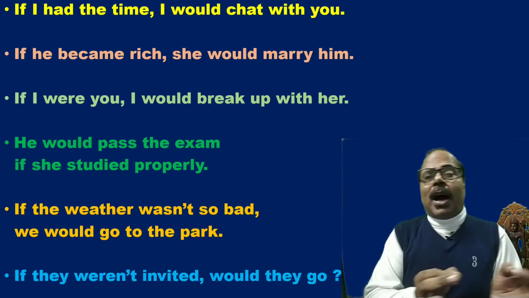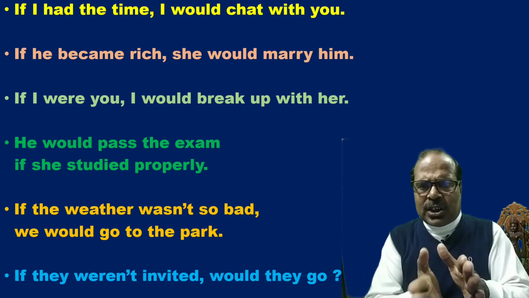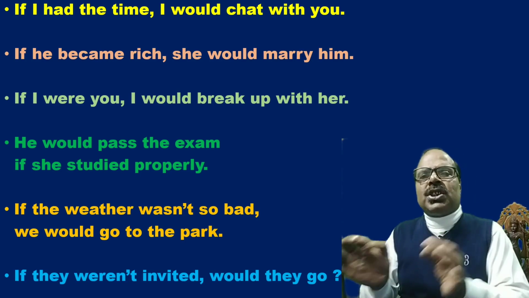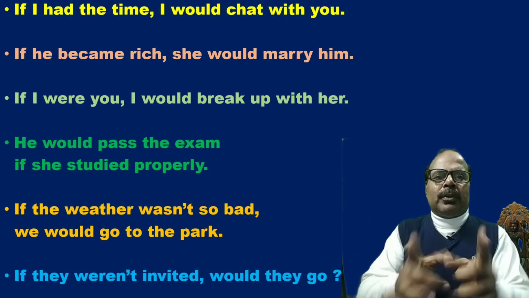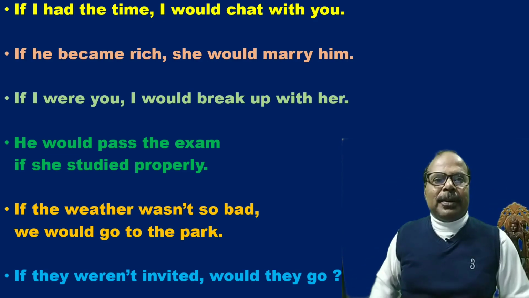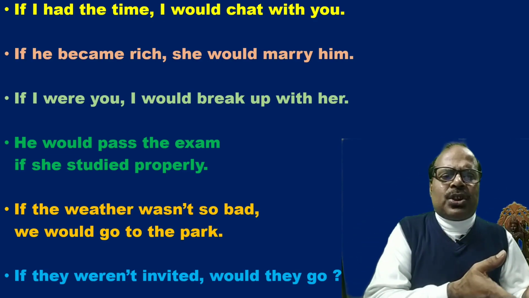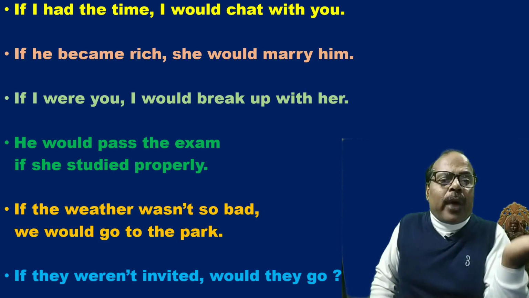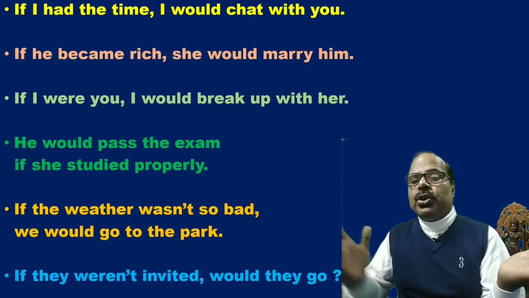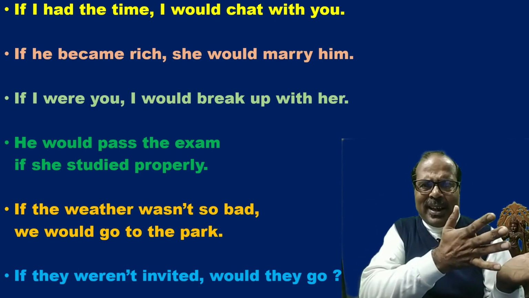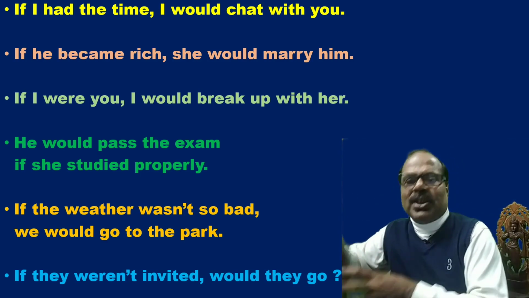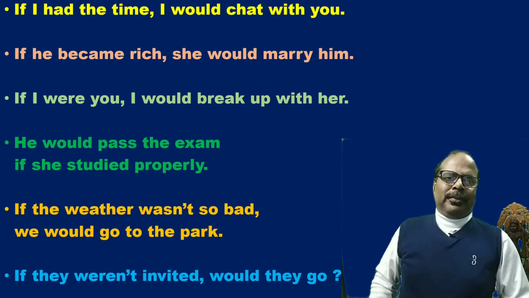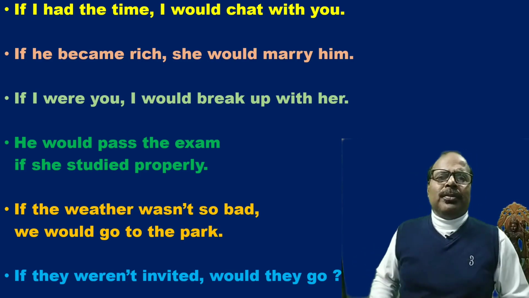He would pass the exam if she studied properly. Here the condition clause is at the second position. He would pass the exam if she studied properly. It clearly indicates that she didn't study properly. If the weather wasn't so bad, we would go to the park. That means the weather was bad. The condition was the weather wasn't so bad. We would go to the park. Imaginary condition, imaginary result. If they weren't invited, would they go?